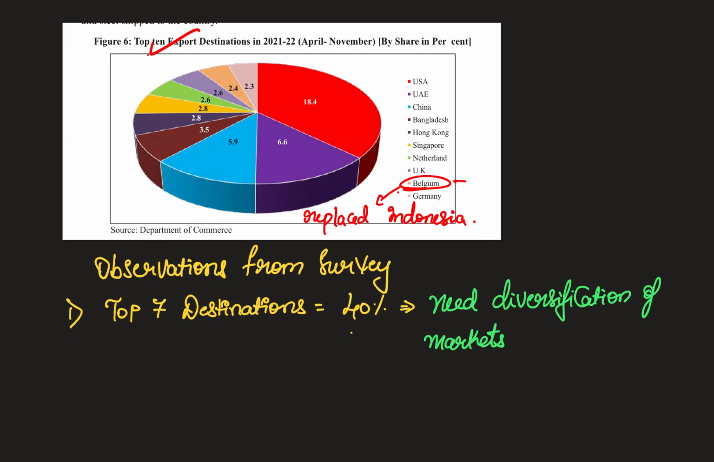The top 10 export destinations, just remember the top 2, USA and UAE, and remember that Indonesia was replaced by Belgium. Apart from that, there is another interesting survey observation. The top 7 destinations constitute about 40% of our markets. Now this means if something happens to these markets, if our relations turn sour because of some reason with these markets, our export trade is in danger. So there is a need for diversification of markets. This is the observation made by the survey.